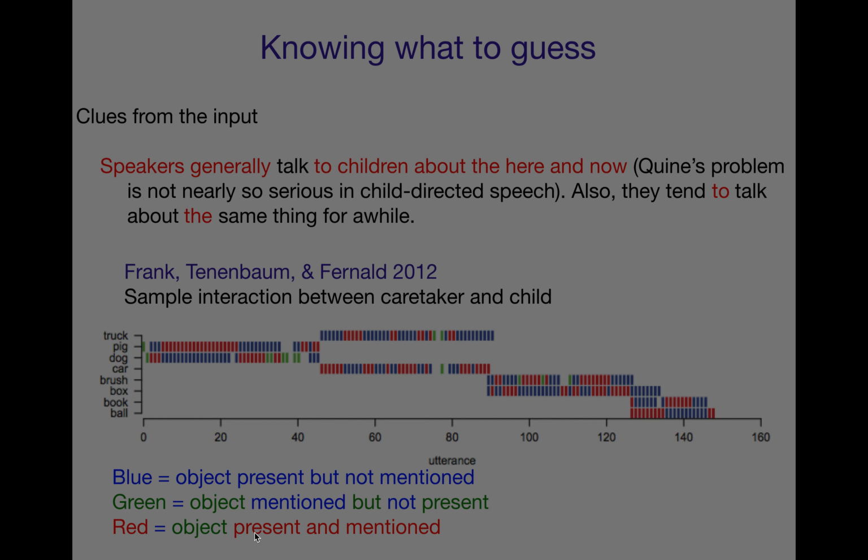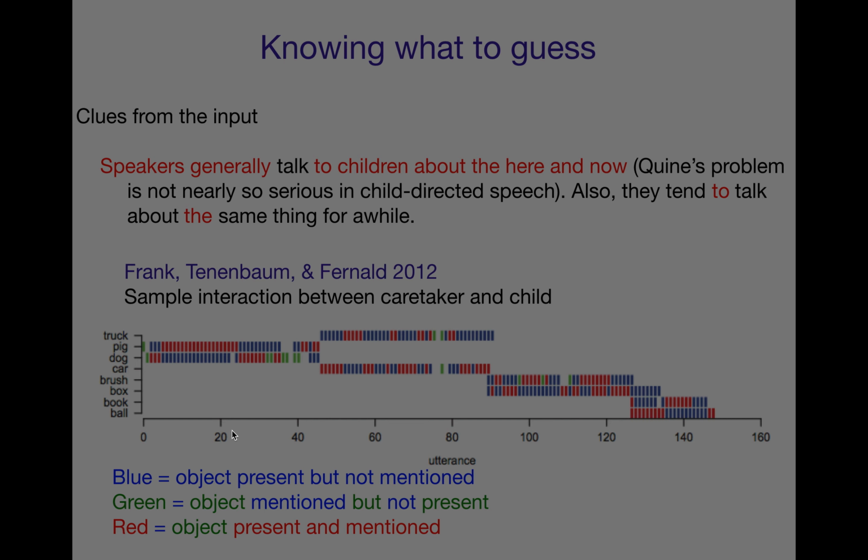Sorry, the color's a little messed up here. This should all be red. That should all be green there. But things in red are an object is present and mentioned. So it's visually salient, and it's talked about in the discourse. And you can see over time when you're looking at these different objects, there's a lot of red going on here. The other part is blue.